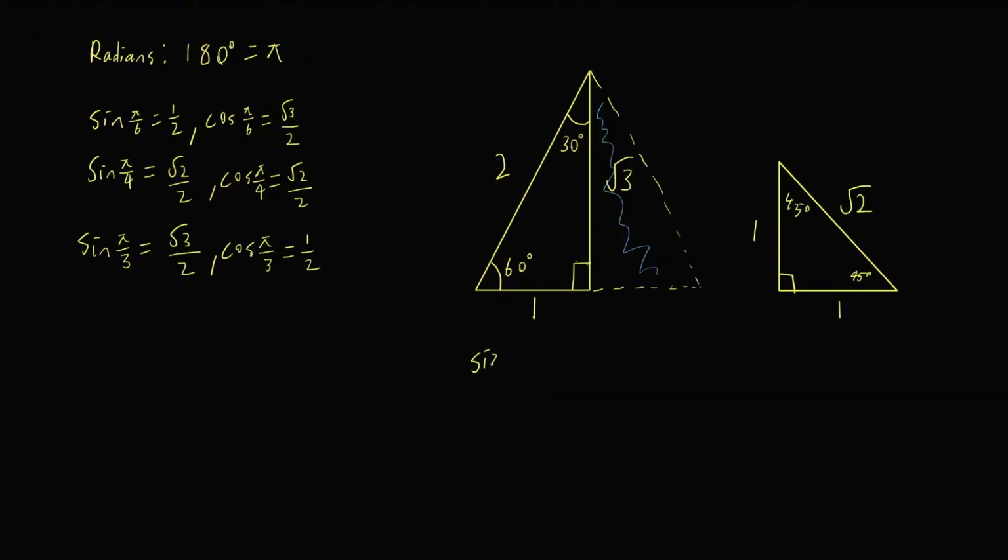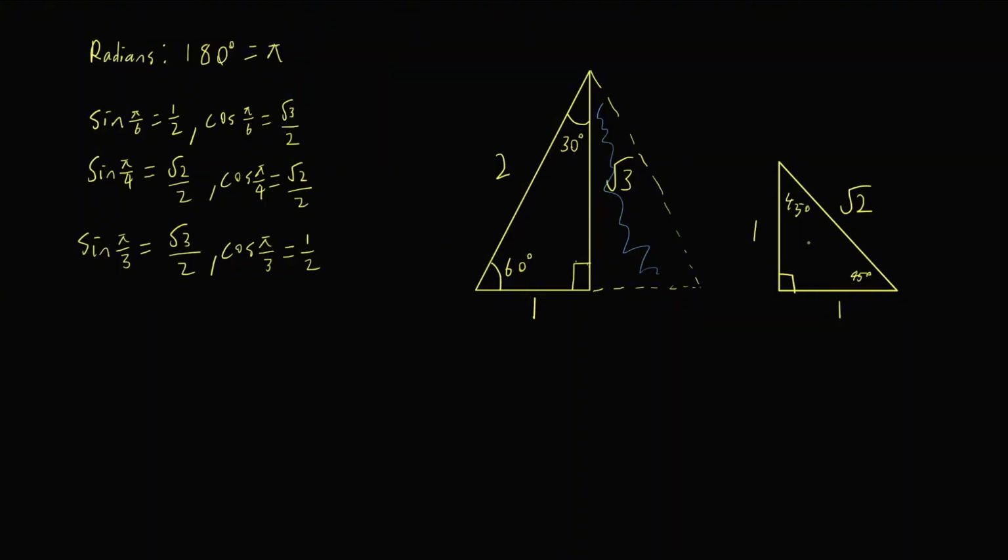So sine 30 degrees, which is pi over 6, is opposite over hypotenuse, which is 1 over 2. You will get 1 over 2. And I suggest that you try doing it yourself to find all of these identities. And once you do, you will actually get these identities.